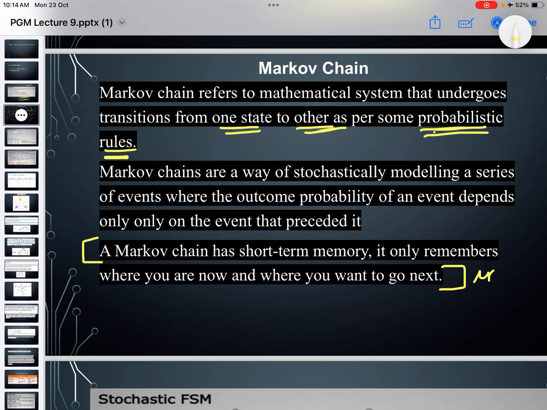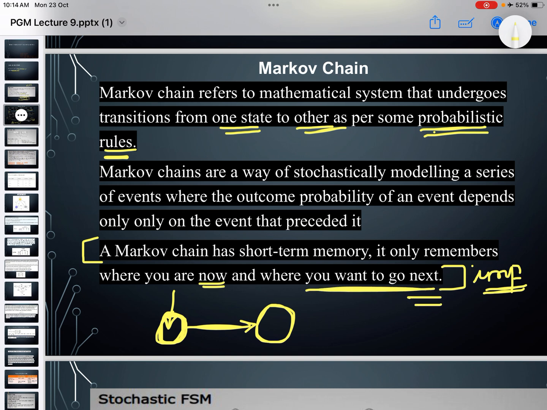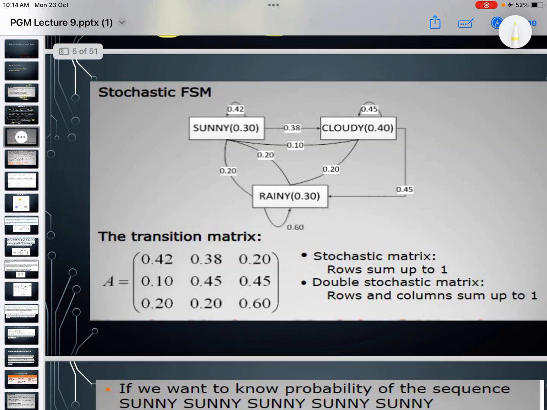This is a very important point: it has a very limited memory or short-term memory, meaning that if you are at this position, then the Markov chain will remember this position and the next position where it has to go. So it only remembers where you are now and where you want to go next. This is a stochastic finite state machine.